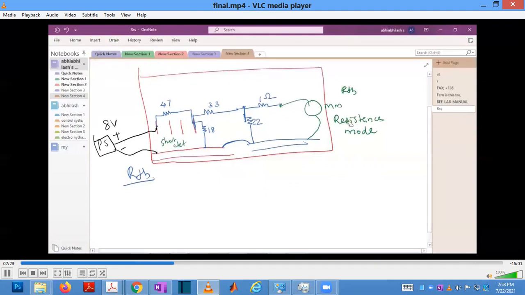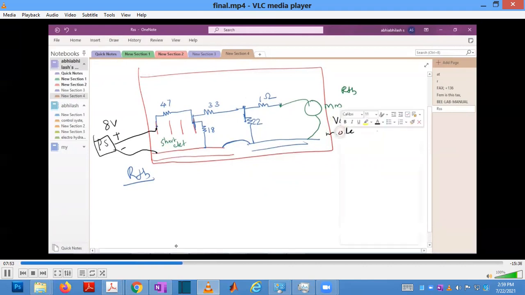The multimeter has to be in DC voltage mode, because we are using DC. Measure the voltage in DC voltage mode, then you will get VTH. So you are finding out VTH and RTH.